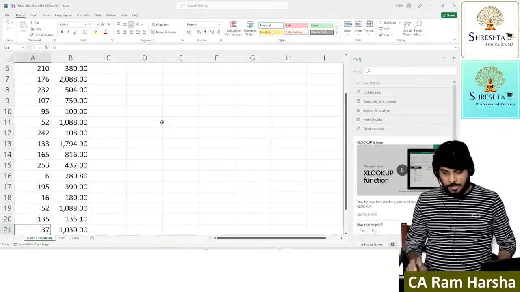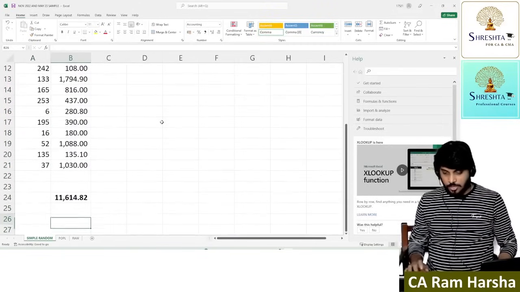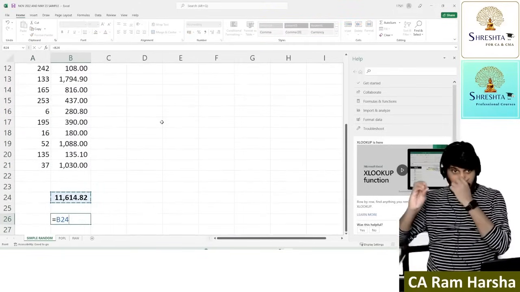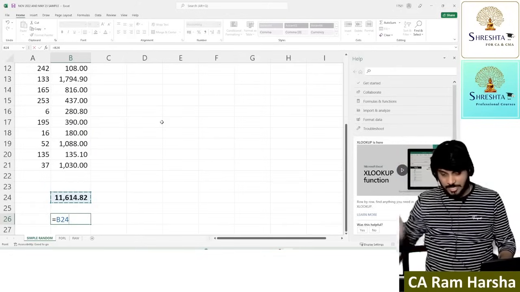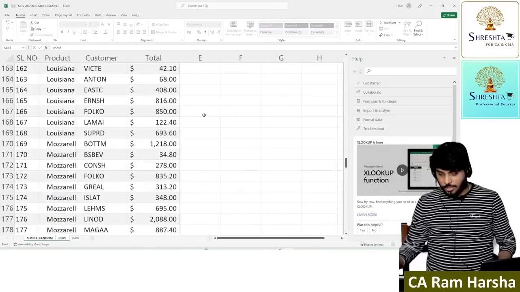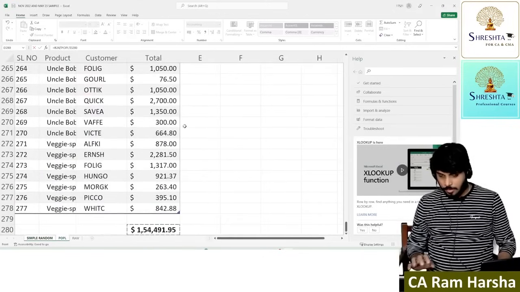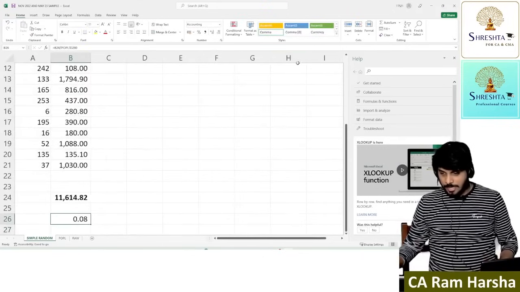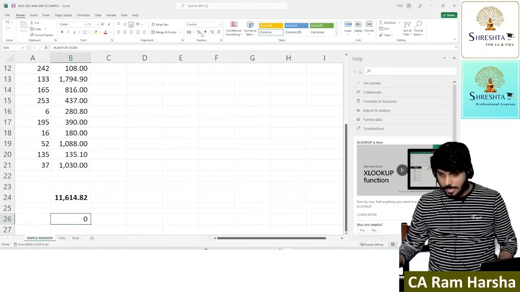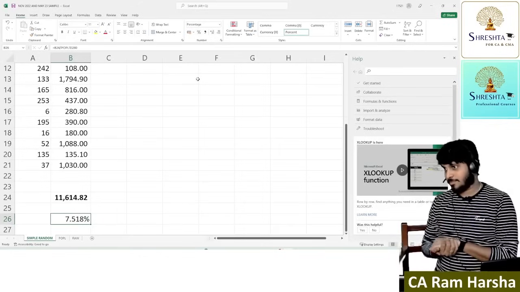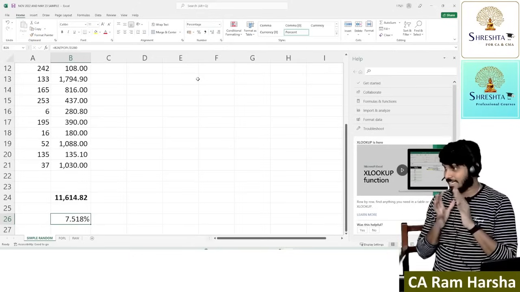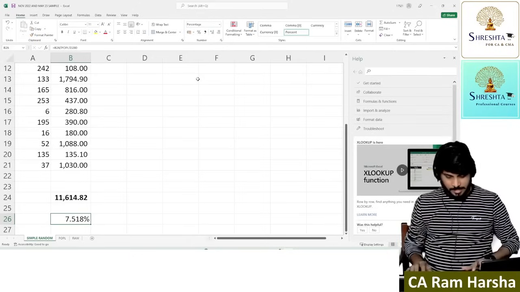Now you see, let us apply. What is the total value? What is the percentage of the sample value to the total value of the population? So approximately it is 8%, correct? Approximately 7.518%. So this is the sample value which I have selected in simple random selection, correct?